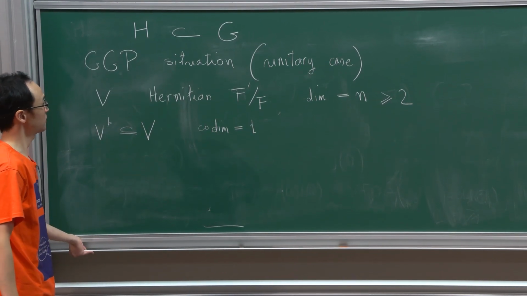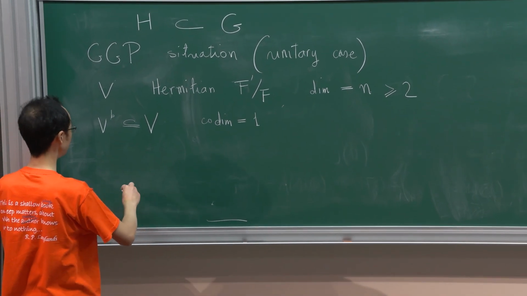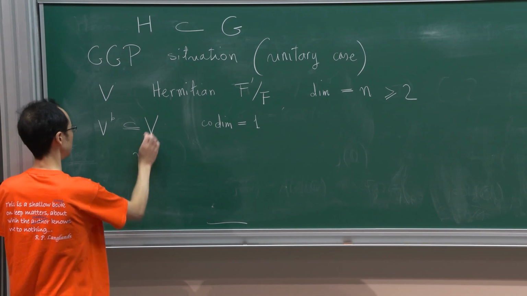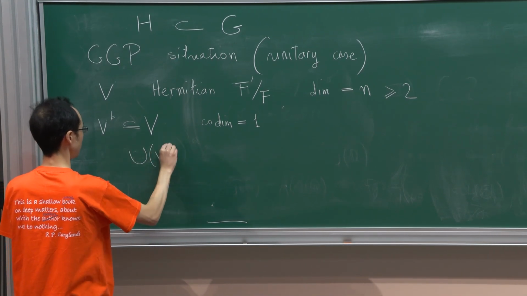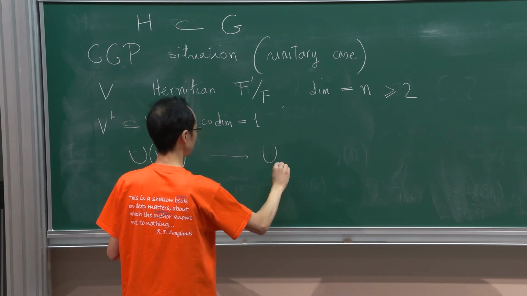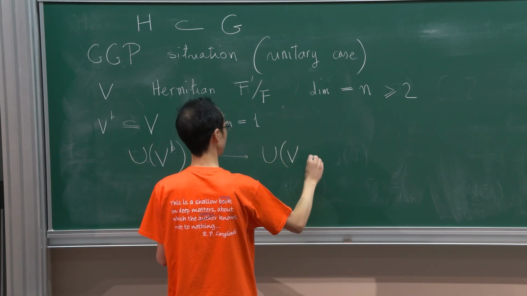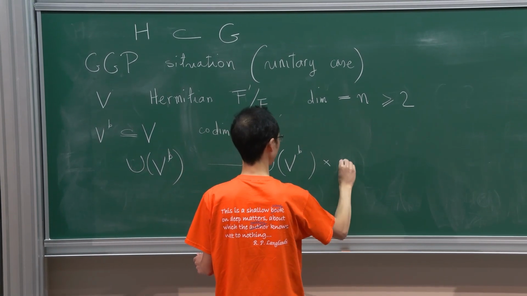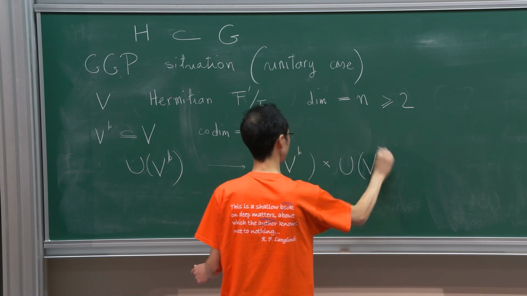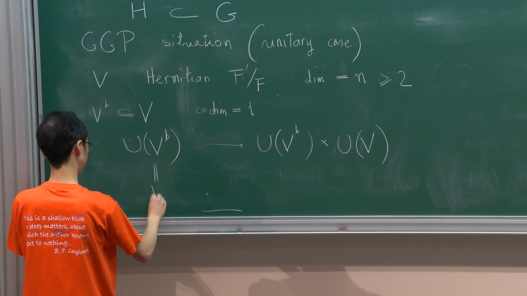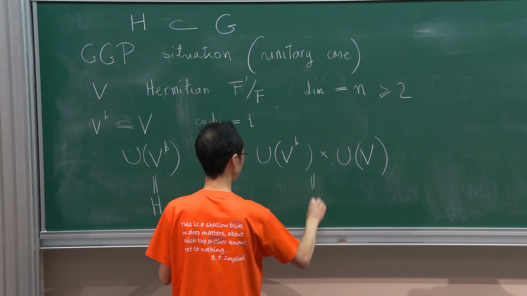So the group will be, I have the unitary group of V flat embedded into the unitary group of V. But I can also take the graph and the diagonal embedding. So this will be my group H. And this is group G.